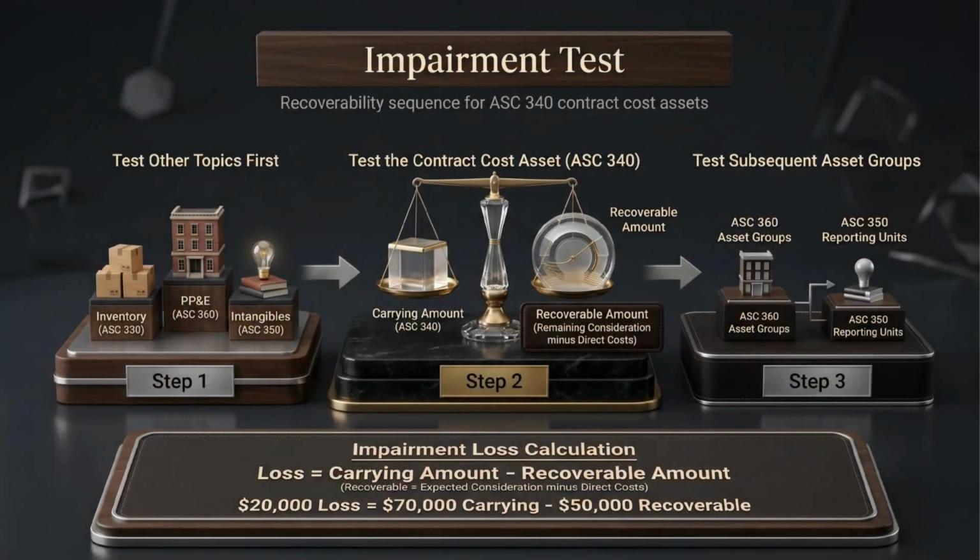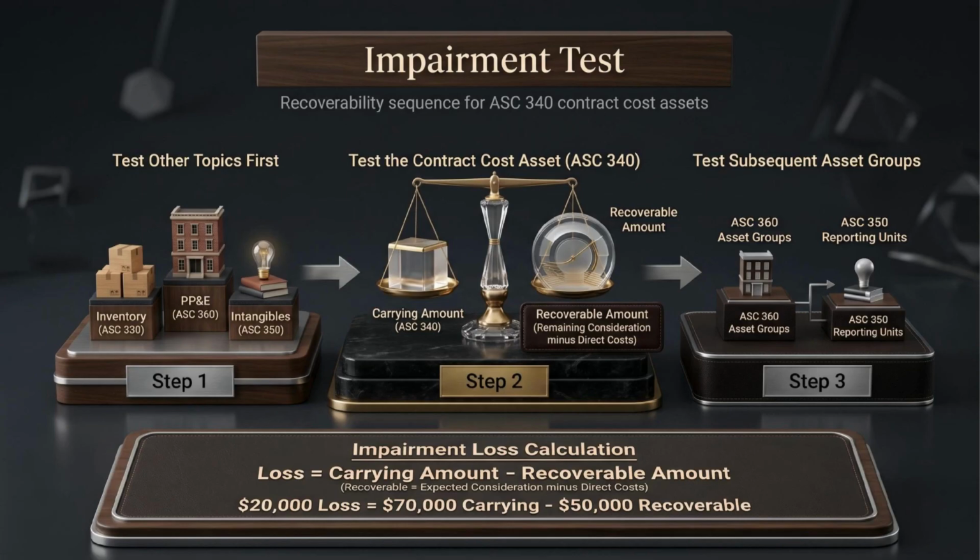Contract cost assets also require impairment testing when recoverability is in question. The correct sequence matters. First, consider related assets governed by other applicable topics, such as inventory or other specific assets, as required by those topics. Then test the ASC 340 contract cost asset by comparing its carrying amount with the remaining expected consideration, less direct remaining costs not yet expensed.